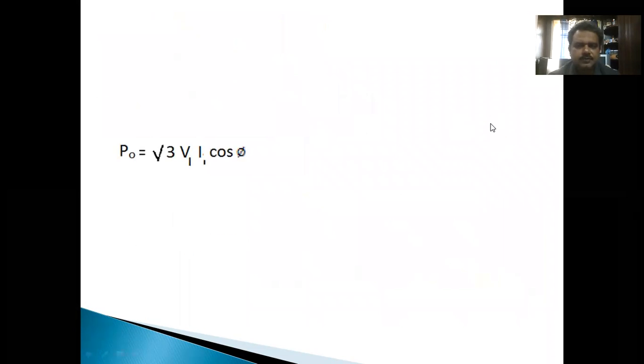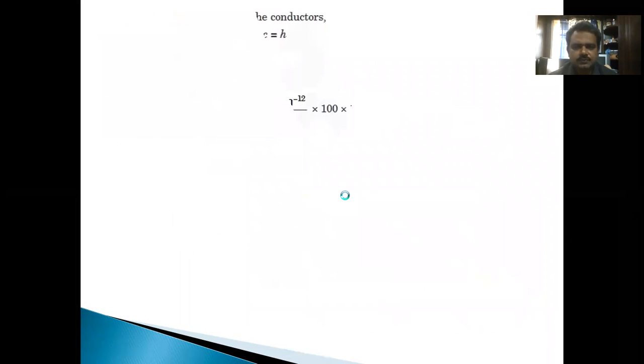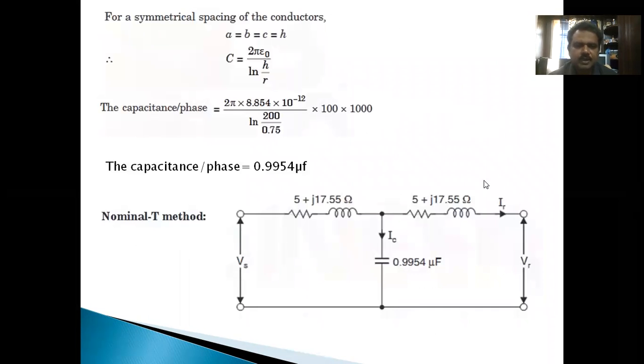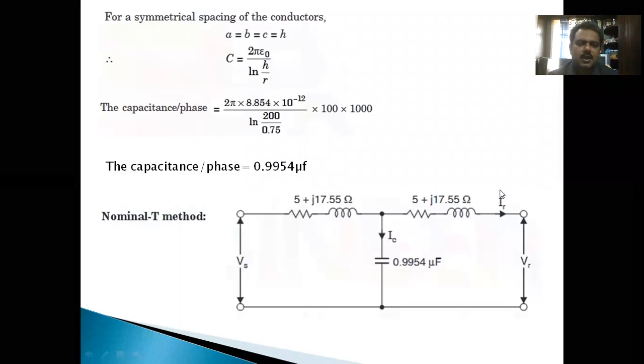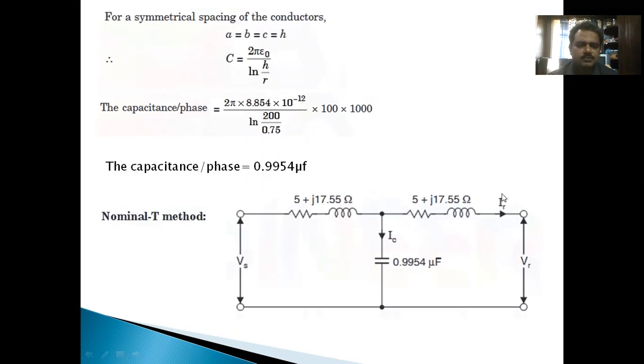For this, first we have calculated the receiving end voltage based on the power delivered. Receiving end voltage is known, and power output is known. Using these parameters, first step we have calculated IR. Once we obtain IR, we can find the voltage drop across this impedance: current multiplied with impedance gives voltage drop.